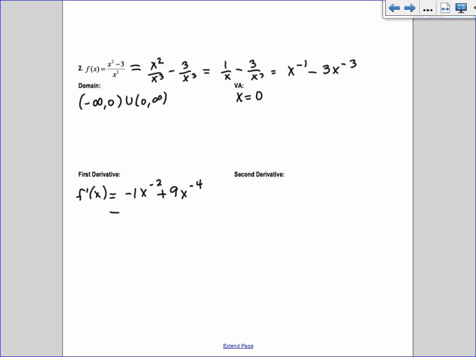All right, but I really need to think of this as negative 1 over x squared plus 9 over x to the 4th, because I need to find critical values. So I should really get common denominators. I'm going to multiply by x squared over x squared. So I get 9 minus x squared all over x to the 4th. Did you guys see how I did that? Negative x squared plus 9 is 9 minus x squared.